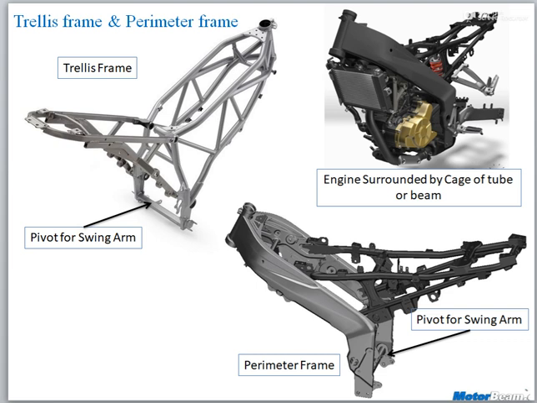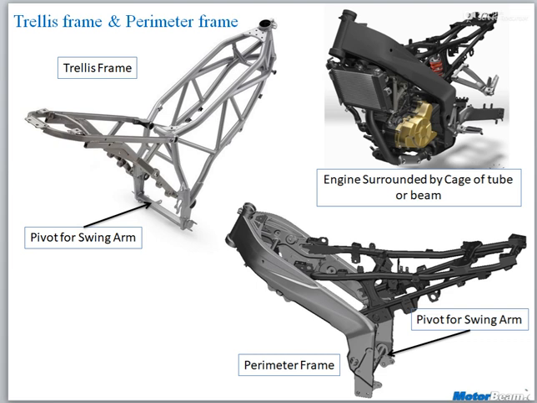If you look at the significance of those frames, the trellis frame and perimeter frame both have the same properties, the same characteristics and features. Only the constructional difference is there, and because of that difference, we get some advantages in the trellis frame more than in the perimeter frame.